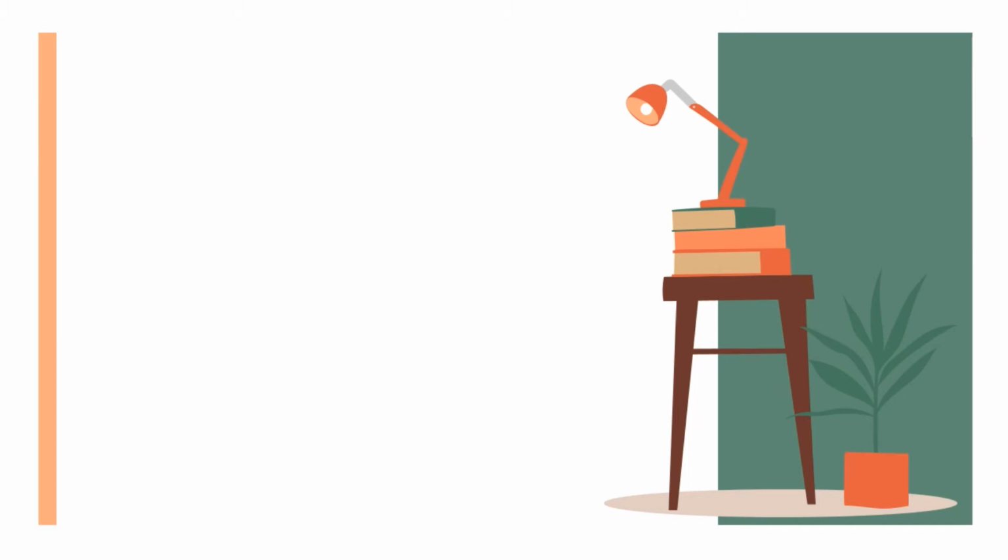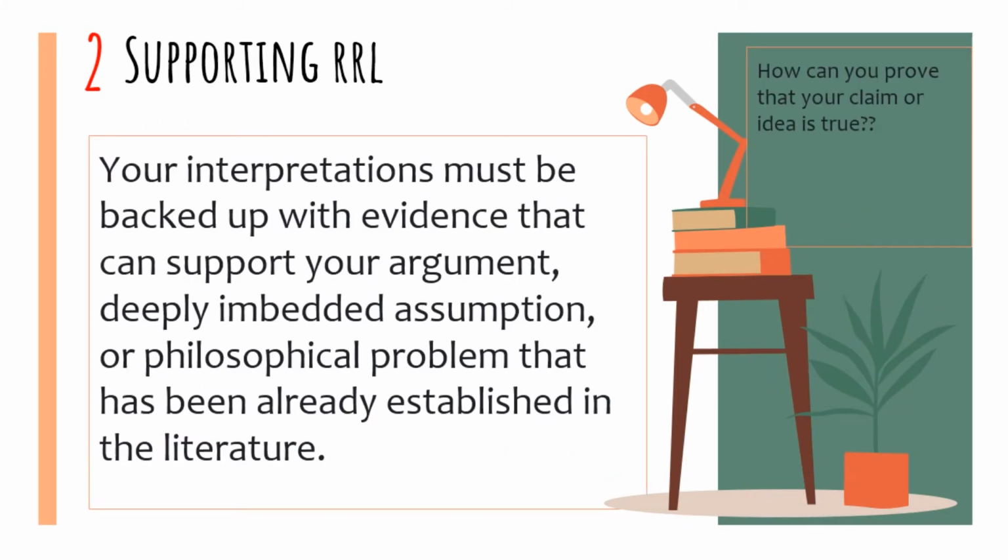After the topic sentence, you expand on the point with evidence and examples, and that is the supporting RRL. Your interpretations must be backed up with evidence that can support your argument, deeply embedded assumption, or philosophical problem that has been already established in the literature. It must address the question, how can you prove that your claim or idea is true?